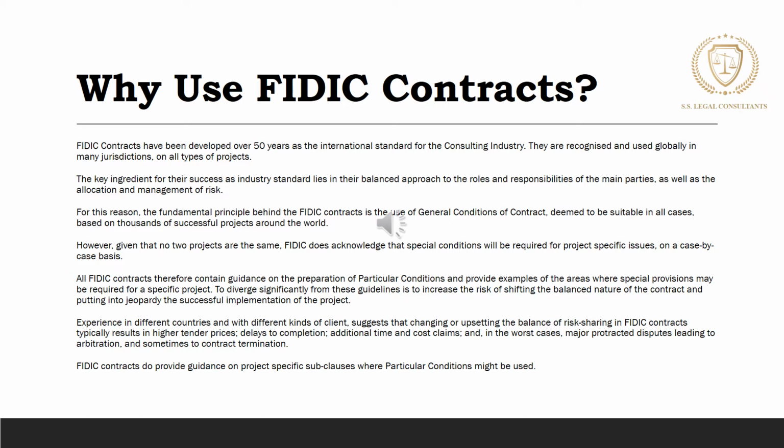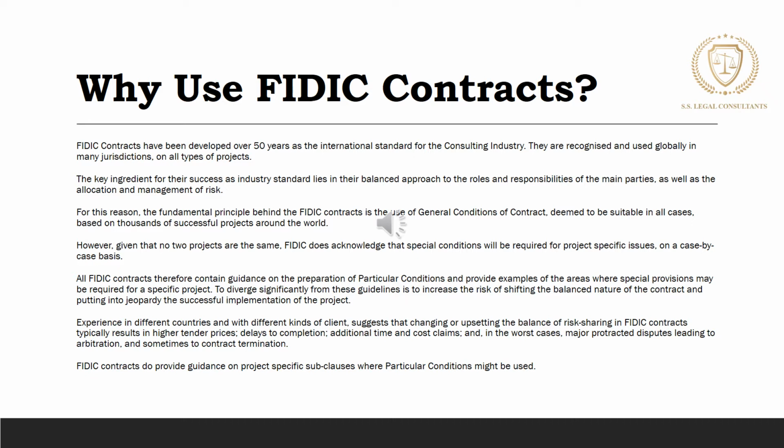Why do you use FIDIC? It is all about the risk allocation between the employer and contractor. What is important is who is responsible for the design of the project, irrespective of who is actually doing the design. So it is all about risk versus cost. The more risk taken by the contractor, the more the employer has to pay.